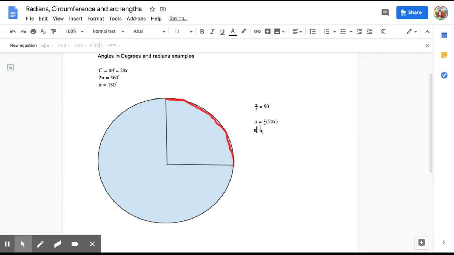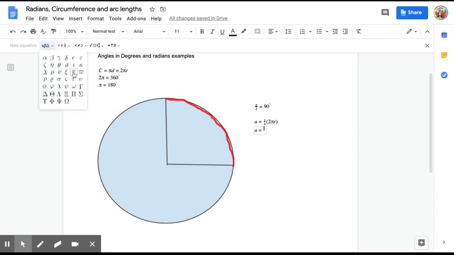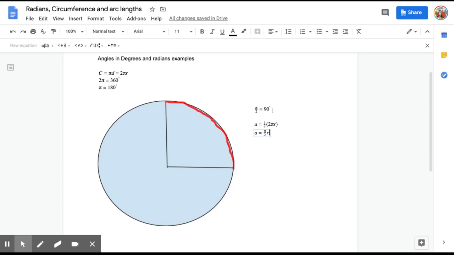And if we simplify that a bit, the arc length would equal 1/4 times 2, which ends up being pi over 2, times the radius. And if you take a look at the two formulas, the circumference formula is 2 pi times r, and the arc length here is pi over 2 times r, and that works. This particular arc length works when we have an angle of 90 degrees, and you'll notice what happens here.